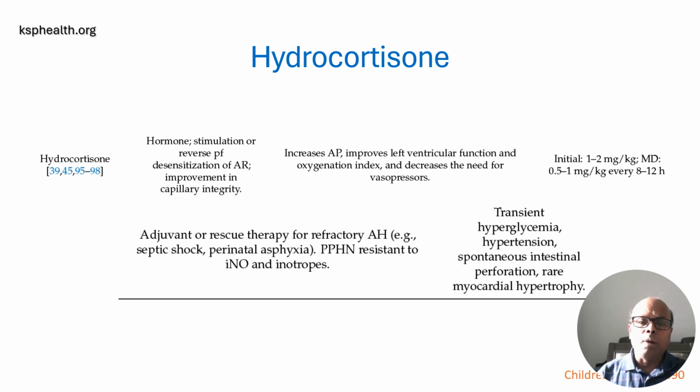Hydrocortisone is a hormone. It helps in improving capillary integrity. In catecholamine resistant shock, hydrocortisone definitely improves the hemodynamics. The initial dose is 1 to 2 mg per kilogram, followed by 0.5 to 1 mg every 8 to 12 hours. It is an adjuvant therapy in refractory cases and pulmonary hypertension resistant to nitric oxide and other inotropes. The side effects are transient hyperglycemia, hypertension, spontaneous intestinal perforations, and rare myocardial hypertrophy.